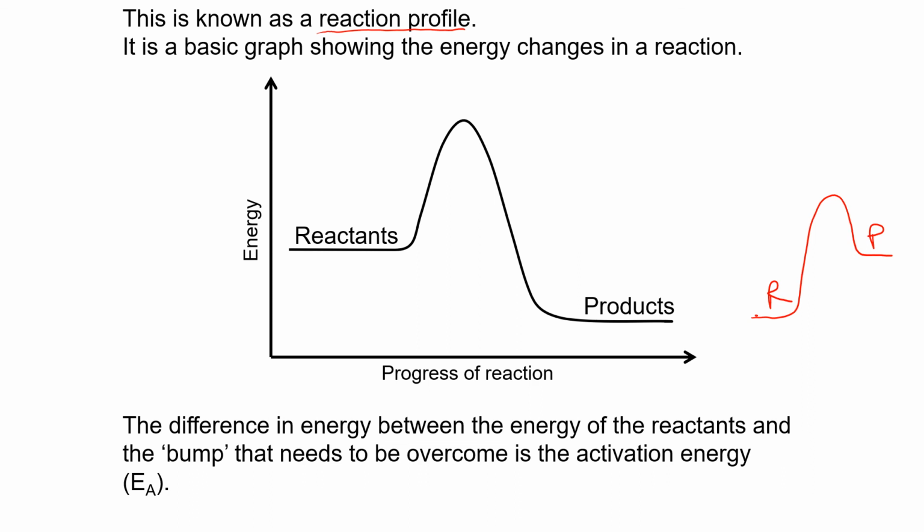Now, the difference in energy between the energy of the reactants that I've put here in red and the top of the bump that needs to be overcome is equal to the activation energy. So if we were to measure the length of that red arrow that I've just drawn on the y-axis, the activation energy would be equal to the difference between x and y where I've put them on that graph.